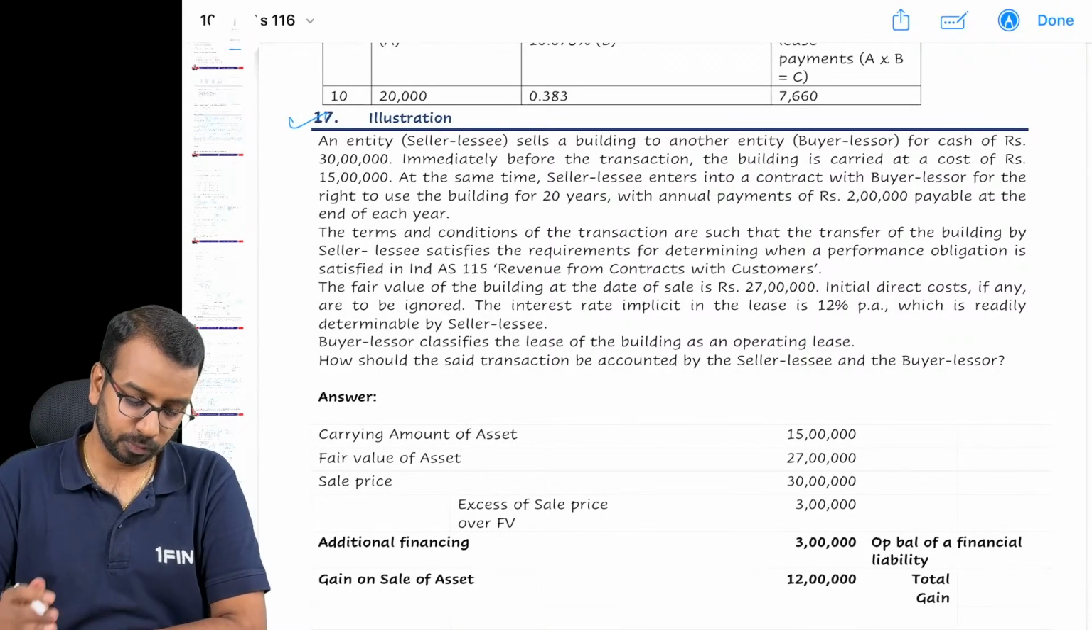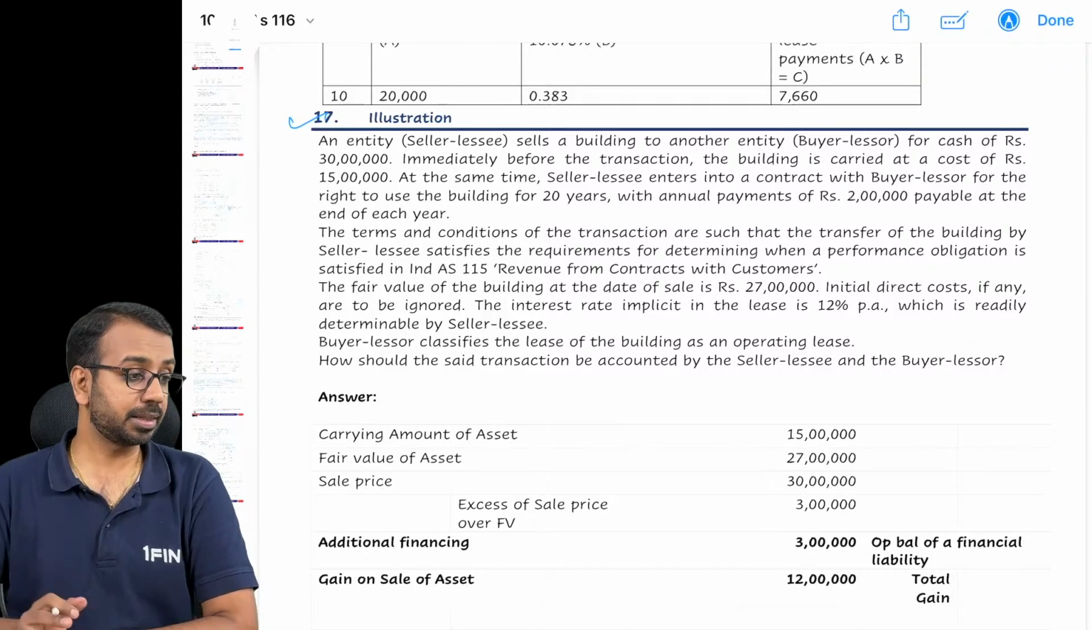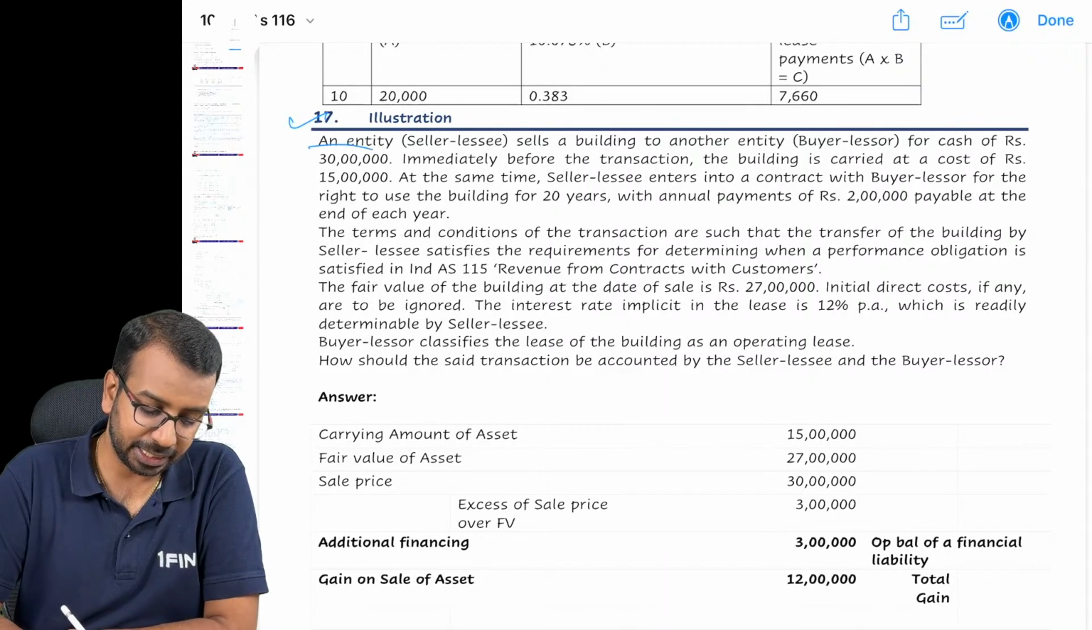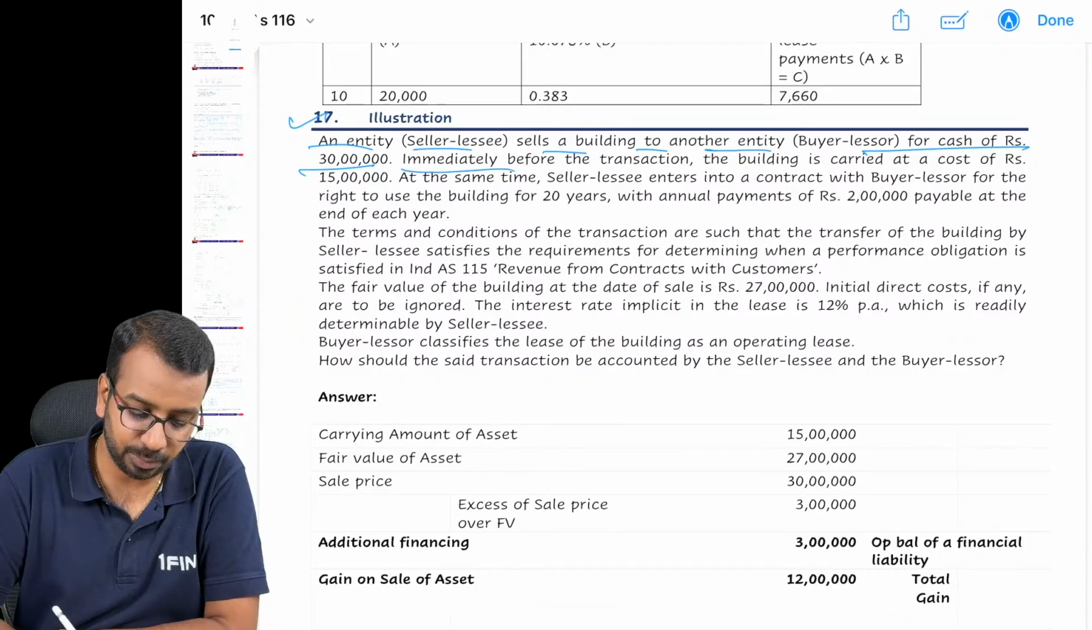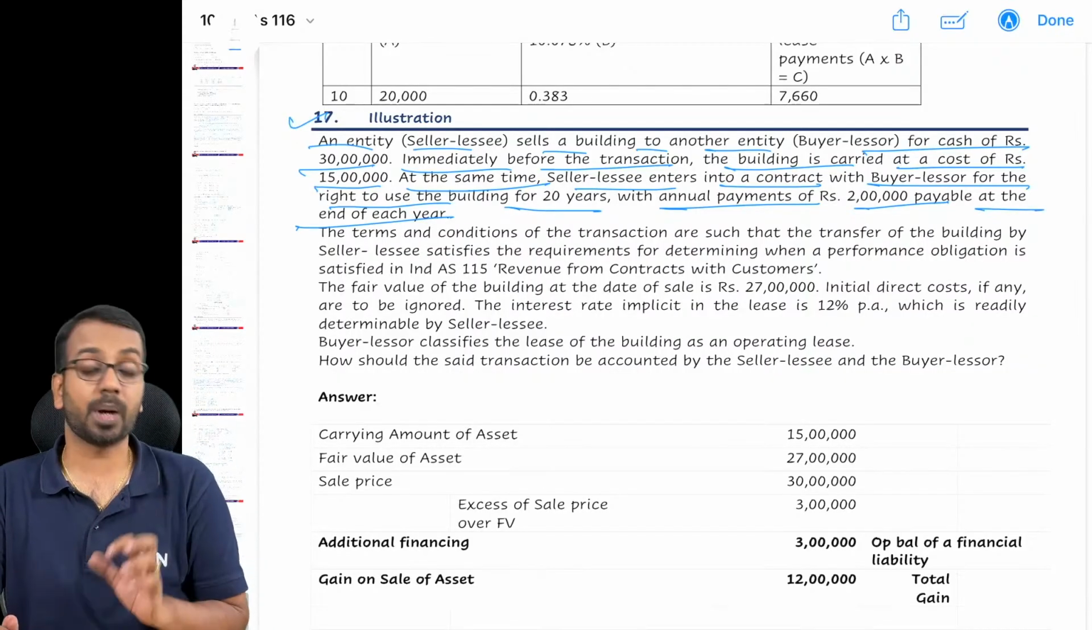17 related to the transaction where we have a sale and leaseback transaction. Very, very important, which you should keep on revising as well. Entity seller lessor sells a building to another entity for cash of rupees 30 lakhs. Immediately before the transaction, the building is carried at a cost of rupees 15 lakhs. At the same time, the seller enters into a contract for right of use of the building for 20 years with annual payment of 2 lakhs payable at the end of each year. So there is a sale and leaseback transaction.